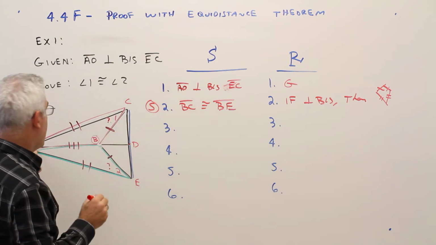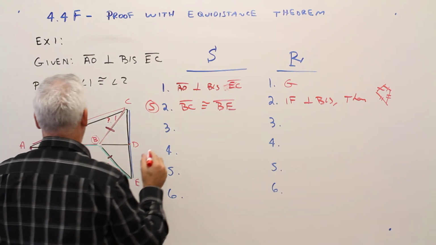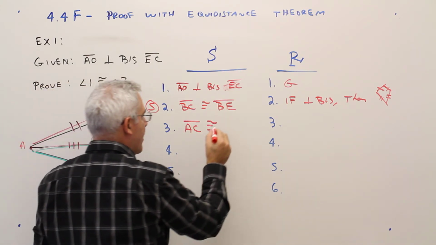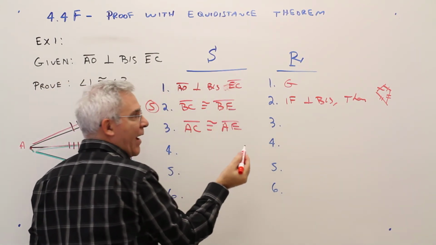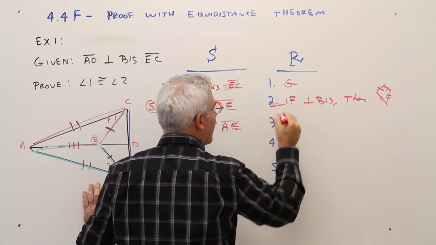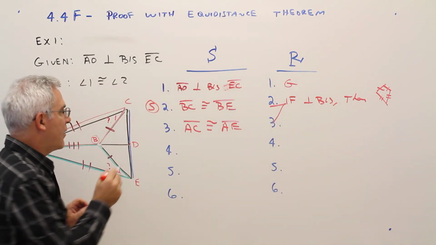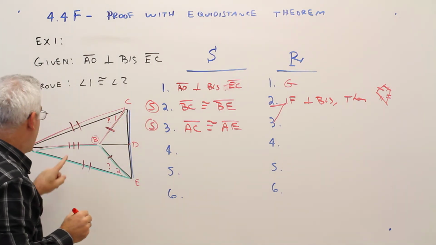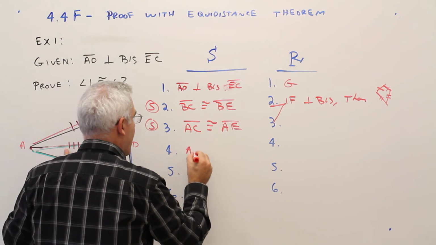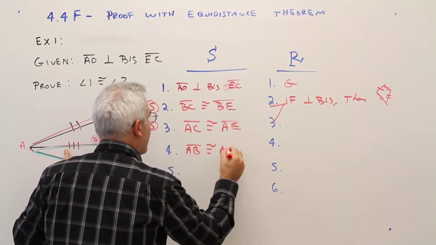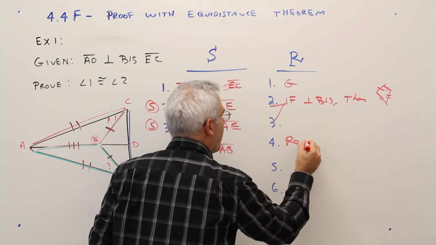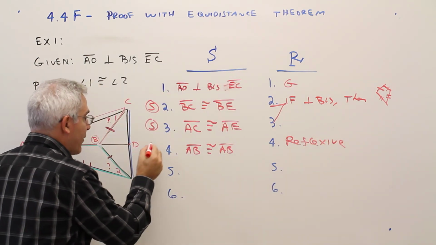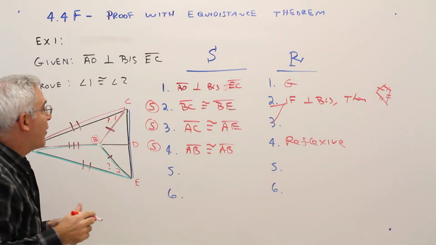I'll use that again from point A. AC is congruent to AE by the same reasoning. So I'll just go like that for the same reasoning. I do like to have different steps to support all three sides. 4, I'll say AB is congruent to AB by reflexive. That's another side.